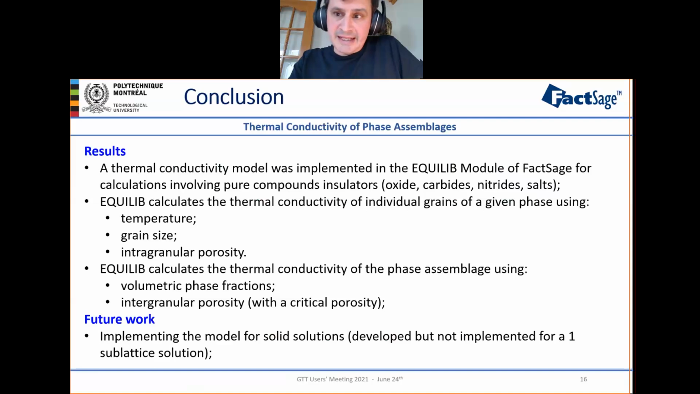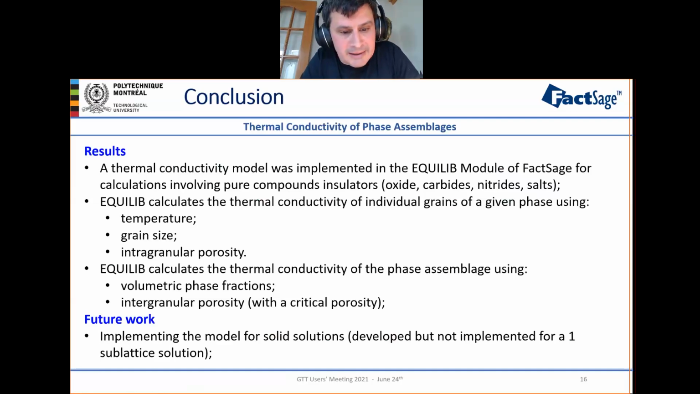However, the FISPROP DLL also permits the calculation of the phase assemblage. This is stored in the T-thermosystem result INI file that I showed to you. It's using volumetric phase fraction and intergranular porosity and the EMT approach of Landauer, 1952. We're still working on this.